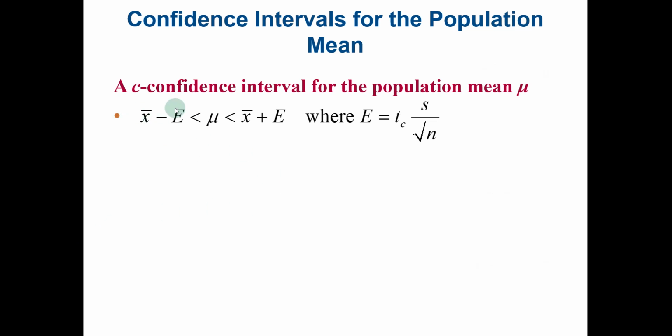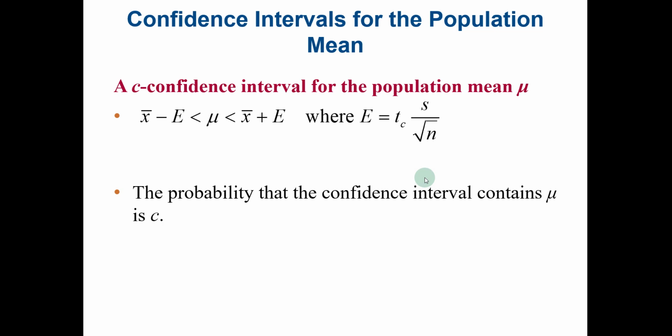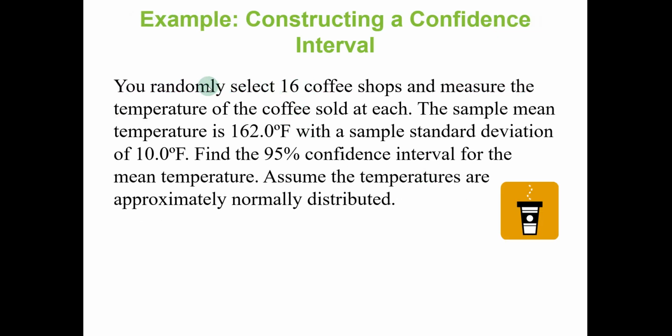Now let us see how to use it in a computation. So the only difference from the first case is that here you are using TC, but the other one you are using ZC. So two different tables, it's important to distinguish very well. In this case, we are told that we select 16 coffee shops. So the sample size is 16, your n is 16. The sample mean is 162. The sample standard deviation is 10. Note, everything is sample. 95% confidence level. So the first thing, you look for the critical value based on 16 and 95.